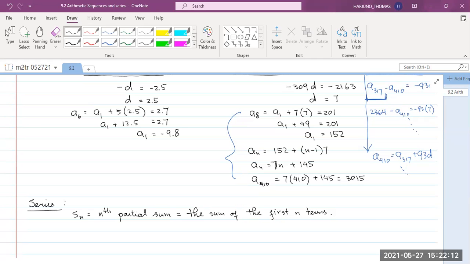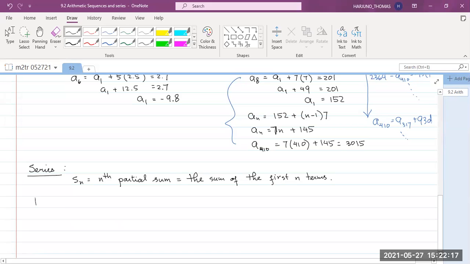Now, the formula. Let a sub n, the sequence, be an arithmetic sequence. Then the nth partial sum equals the number of terms divided by 2 times the first term plus the last term.